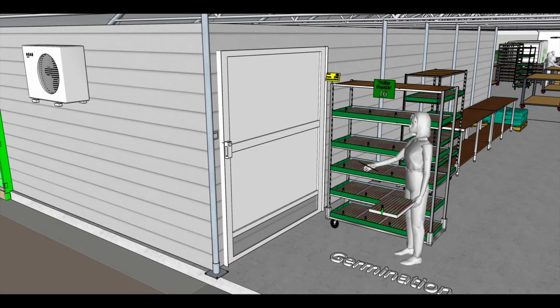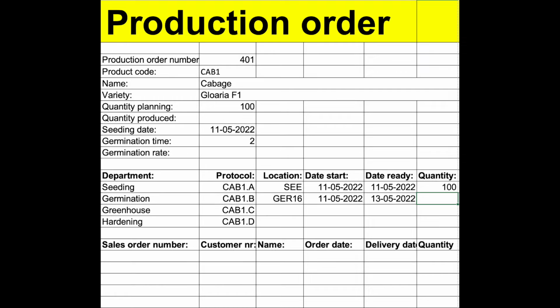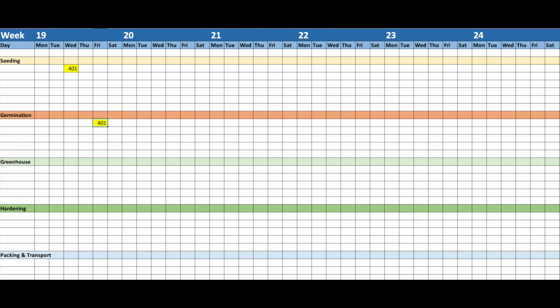The trays are put on numbered trolleys in the germination room. The location code is added to the production order form. On the planning board, the production ticket moves from the seeding day to the day that the trays need to be taken out of the germination room.